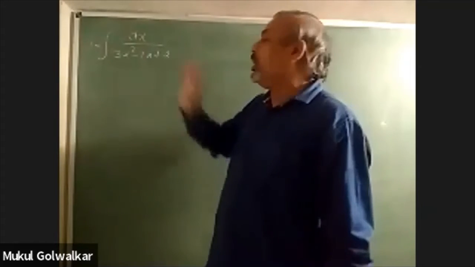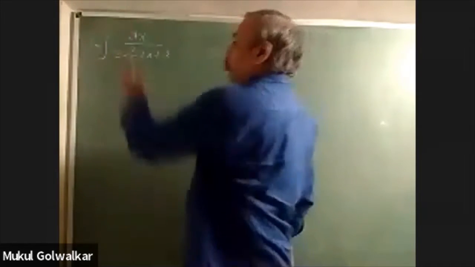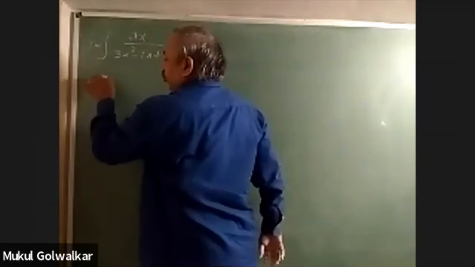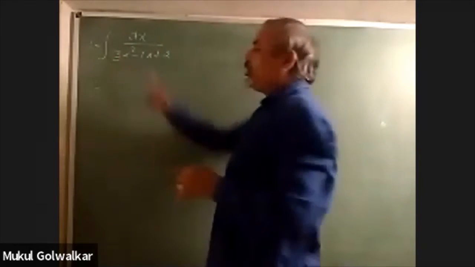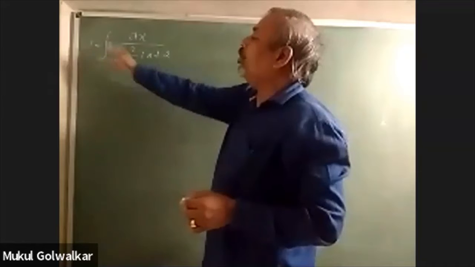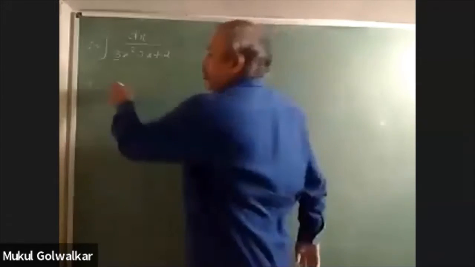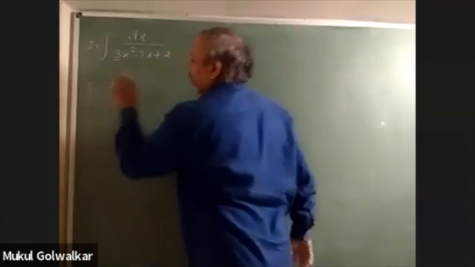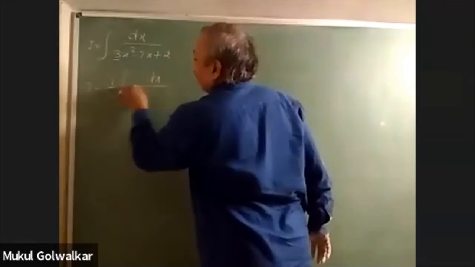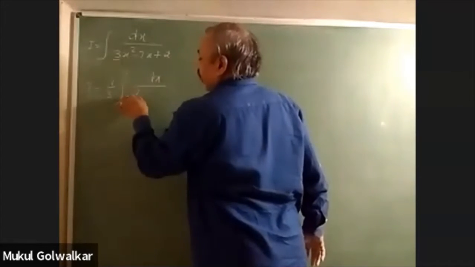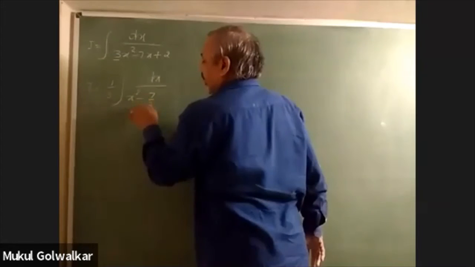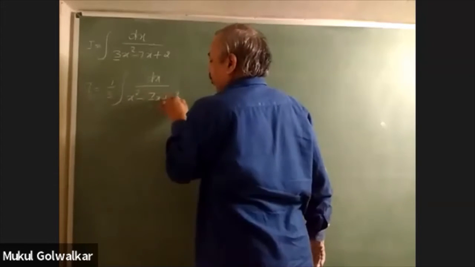So here what I am suggesting, children, is that I will first of all take the coefficient of the x square term out of the integration. That means I write 1 by 3 outside and I write dx upon x square minus 7 upon 3x plus 2 upon 3, like this.